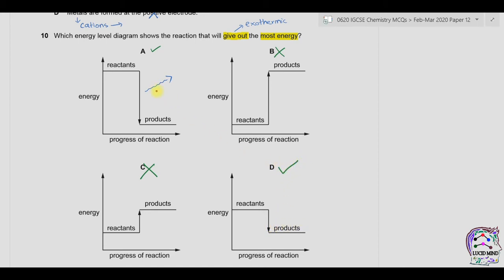Now comparing A and D, which are both exothermic, we can see that the energy difference in A between the reactants and products is quite large as compared to the energy difference in D. So therefore A gives out more energy and therefore option A is correct.